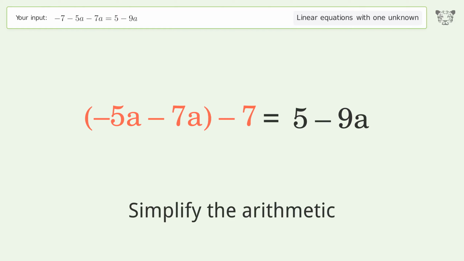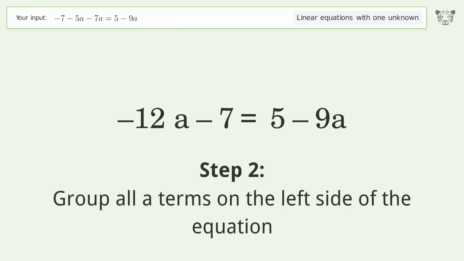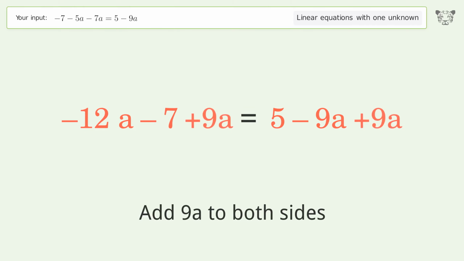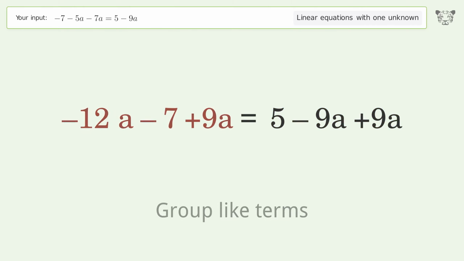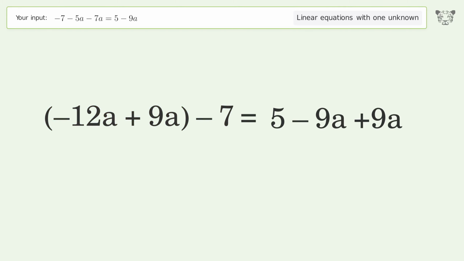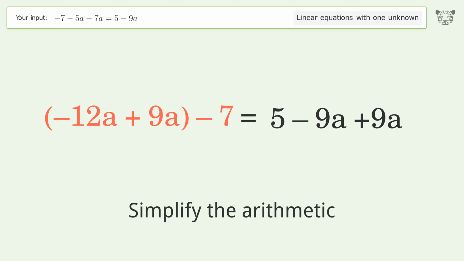Simplify the arithmetic. Group all a terms on the left side of the equation. Add 9, 8 to both sides. Group like terms. Simplify the arithmetic.